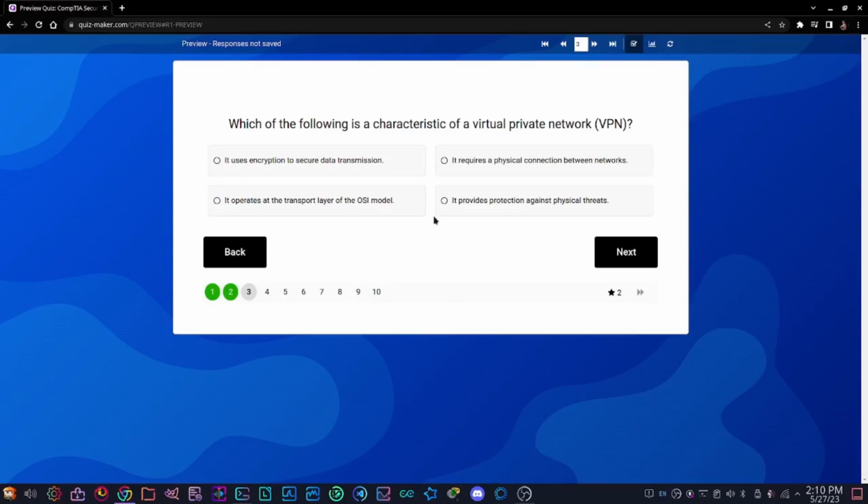So question 3: which of the following is a characteristic of a virtual private network, or a VPN? So we have: it uses encryption to secure data transmissions, it requires a physical connection between networks, it operates at the transport layer of the OSI model, or it provides protection against physical threats. Now, I'm pretty sure all of us know that a VPN is not going to help us with a physical threat. We would need some kind of a barrier, like bollards or something. But the best answer for this one is: it uses encryption to secure data transmission.